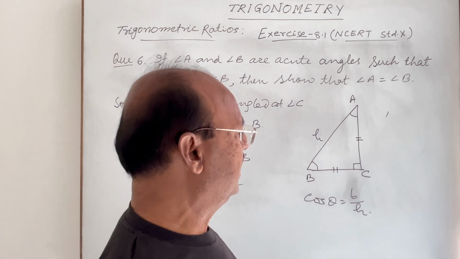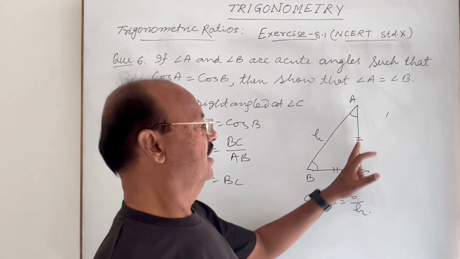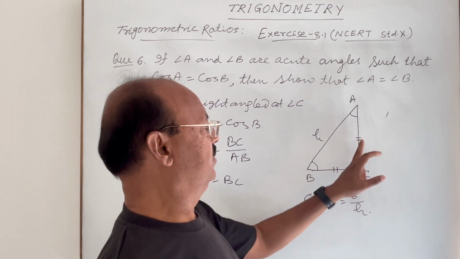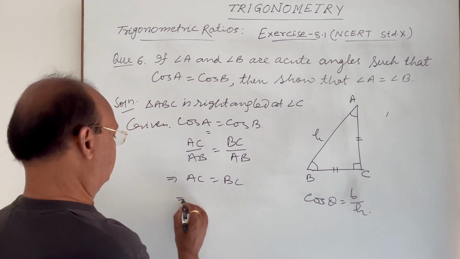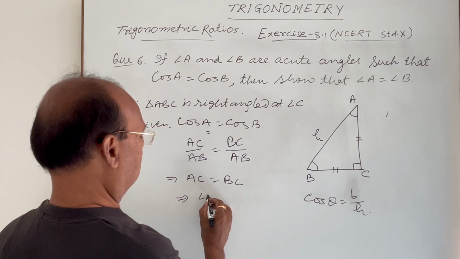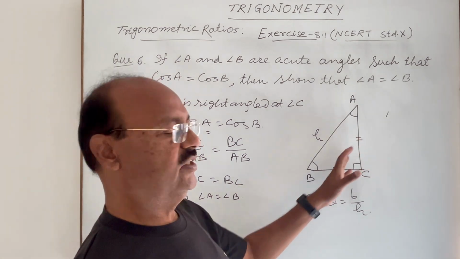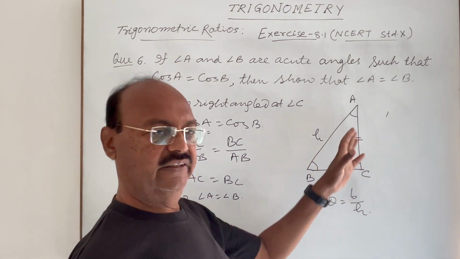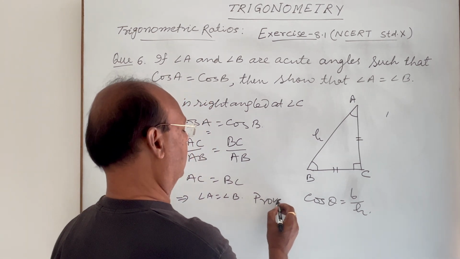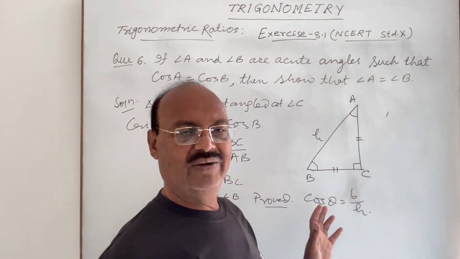Correct? And we know that in an isosceles triangle, angles opposite to equal sides are equal. Isn't it? So here BC is equal to AC. So this implies that the opposite angles, angle A, is equal to angle B. You know, if two sides are equal in an isosceles triangle, then opposite angles are also equal. So this has been proved here. Very interesting question, a little bit tricky, but very simple. Hope you have understood it.